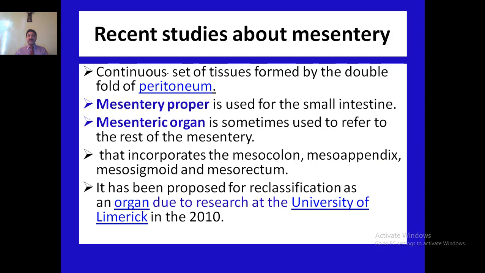Recent studies about the mesentery. According to this new concept, mesentery is a continuous set of tissues formed by the double fold of peritoneum. Mesentery proper is used for the mesentery of the small intestine. Mesenteric organ is sometimes used to refer to the rest of the mesentery that incorporates the mesocolon, mesoappendix, mesosigmoid, and mesorectum. It has been proposed for reclassification as an organ due to research conducted in 2010.